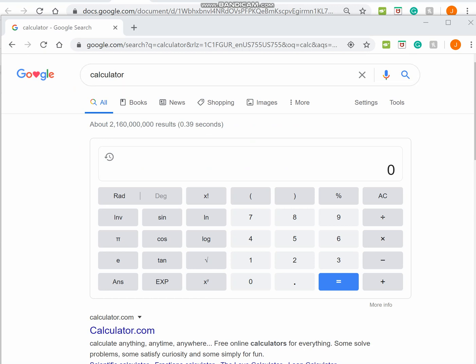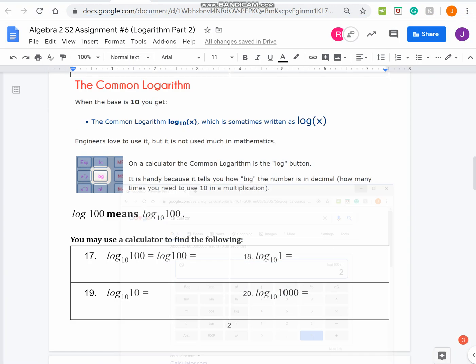So let's take a look at the calculator for a second. You can solve that question without a calculator, but if you like to use a calculator, which is sometimes a much easier way to do it, to find log 100, you can just click on log, put 100, close parenthesis, and hit enter or equals. Then it should give you the answer right away. So your answer is going to be 2 for number 17.